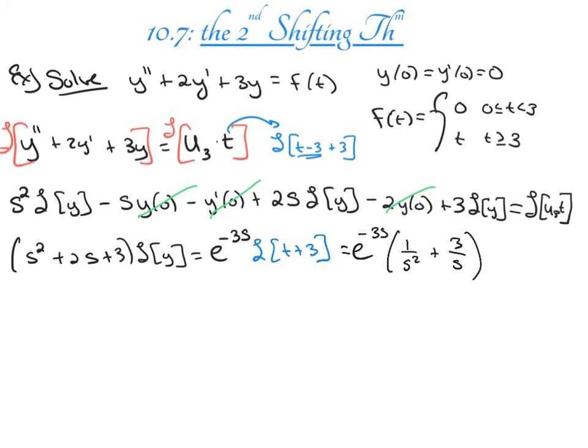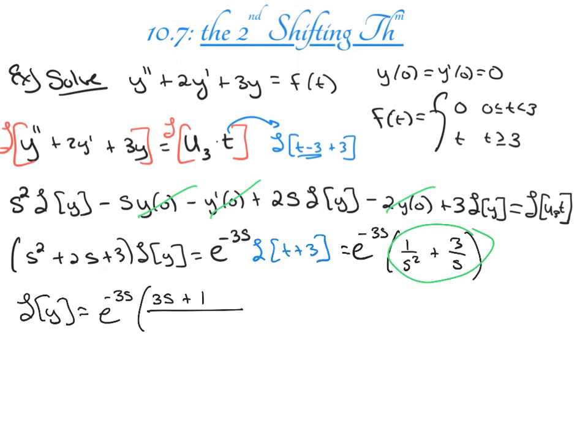Okay, remember our goal is to isolate L of y. So the Laplace of y is equal to e to the negative 3s times the quantity. I want to combine these into one fraction, the 1 over s squared plus 3 over s. So I'll have 3s plus 1 divided by s squared times the s squared plus 2s plus 3 from the left-hand side. And it is annoying as heck, but it doesn't factor, the s squared plus 2s plus 3. So we'll have to use completing the square when we get there.